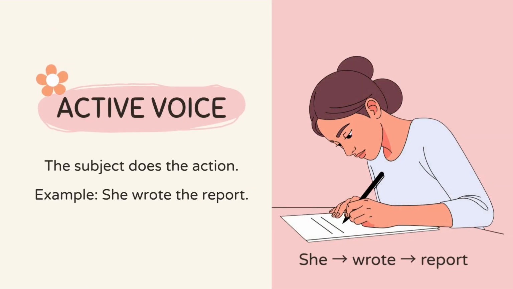Active voice means the subject is doing the action. For example, she wrote the report. She is the subject and wrote is the action. This is how native speakers speak most of the time.